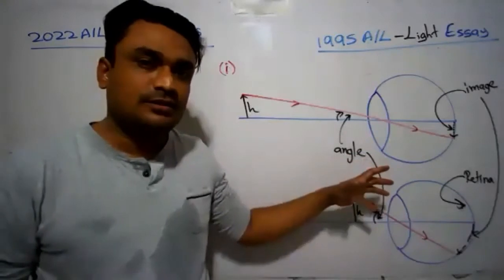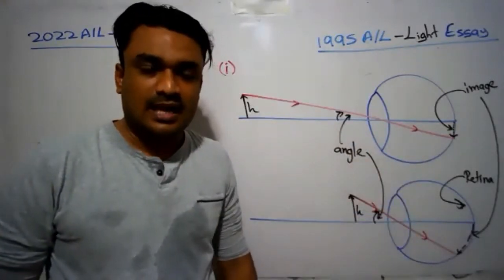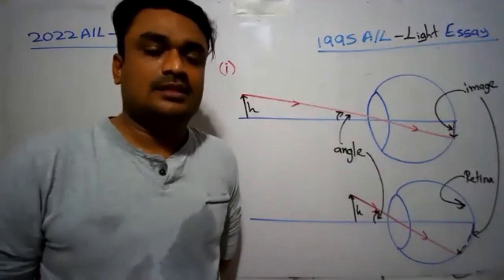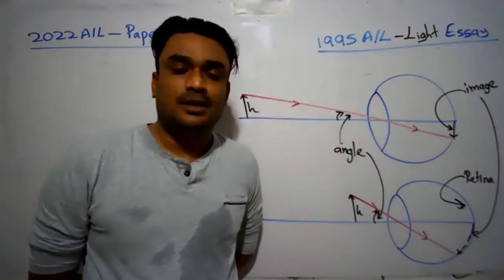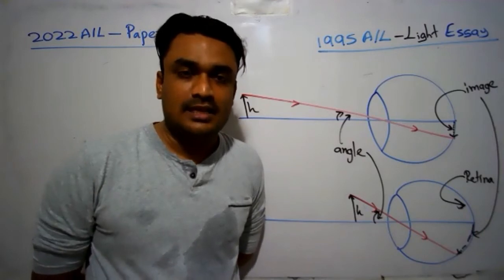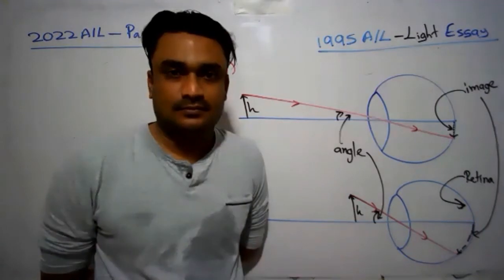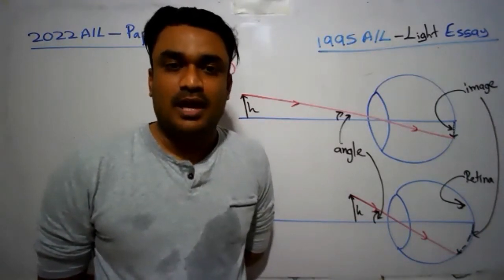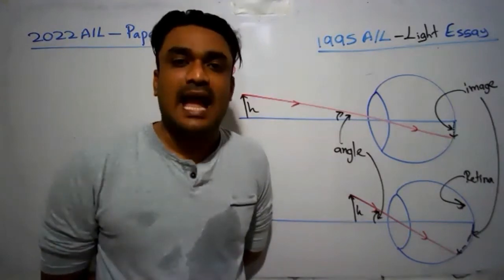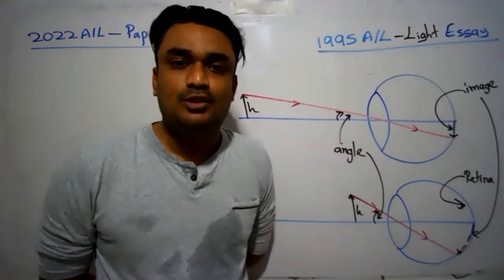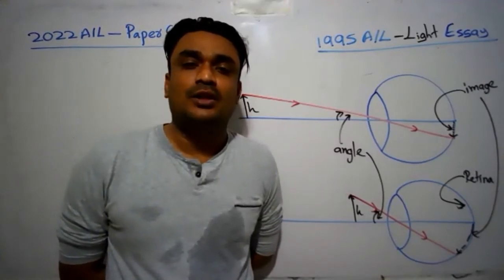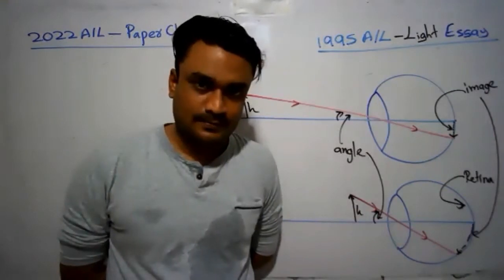The size of the image formed on the retina depends on the size of the angle subtended by an object on the eye. Full stop.